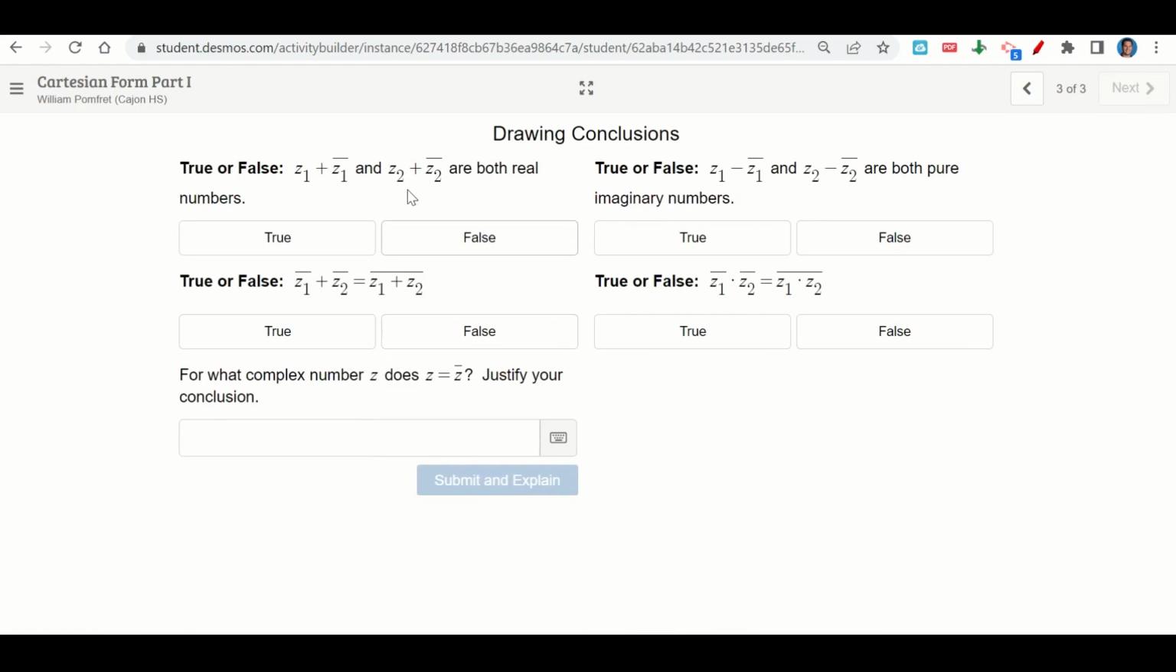Then when we get to here, we're going to decide whether these statements are true or false. And you're going to go ahead and decide that. And then it asks you a question here: for what complex number z does z equal z bar? And you'll have to make that determination.